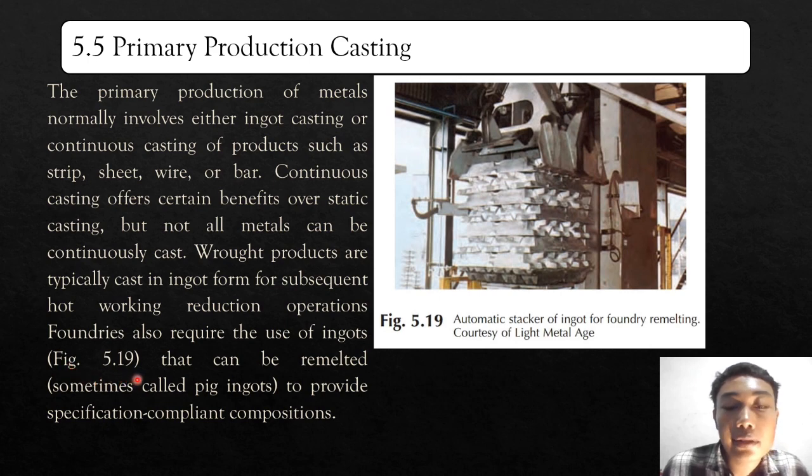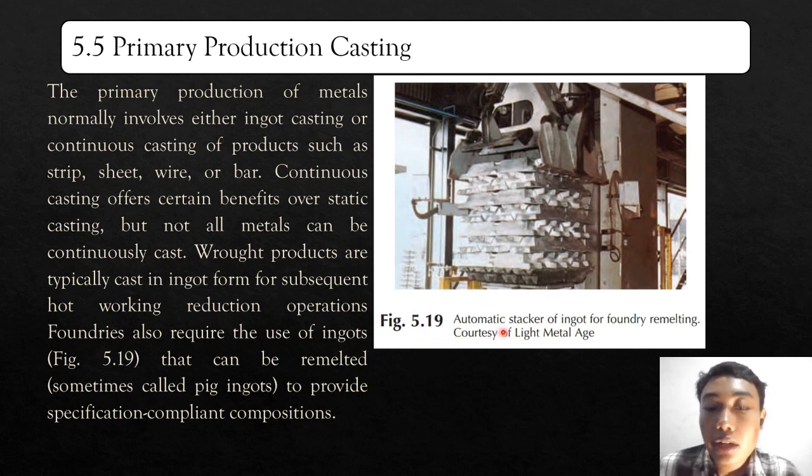Figure 5.19. Ingots that can be remelted, sometimes called pig ingots, provide specified composition. This is Figure 5.19, automatic stacker of ingots for foundry melting. Courtesy of Light Metal Age.